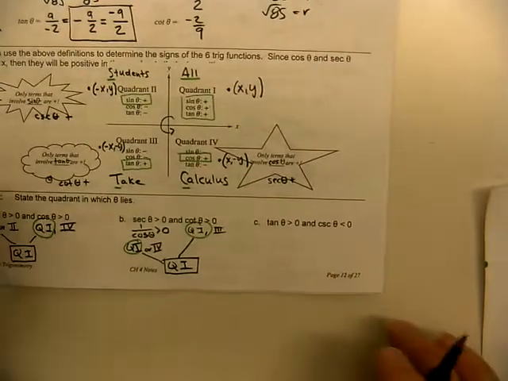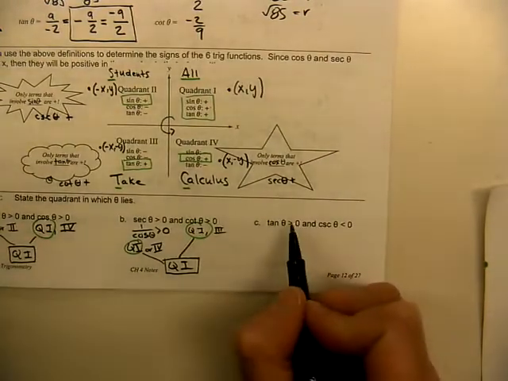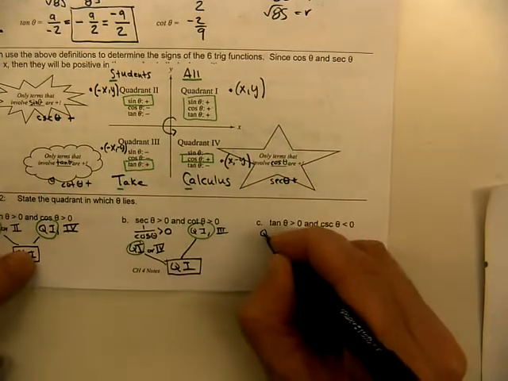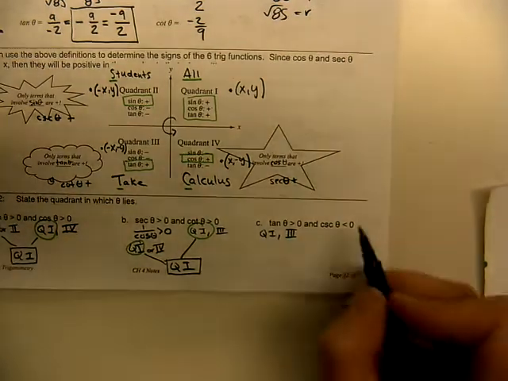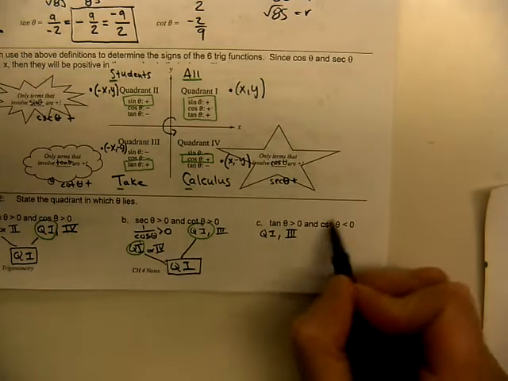All right, here's another variation on that. Here's the first piece of information. Where is tangent positive? Okay, so we just saw that earlier. That's quadrant 1 and quadrant 3. So now we bring in the constraint. Where is cosecant less than 0? So now cosecant is negative.